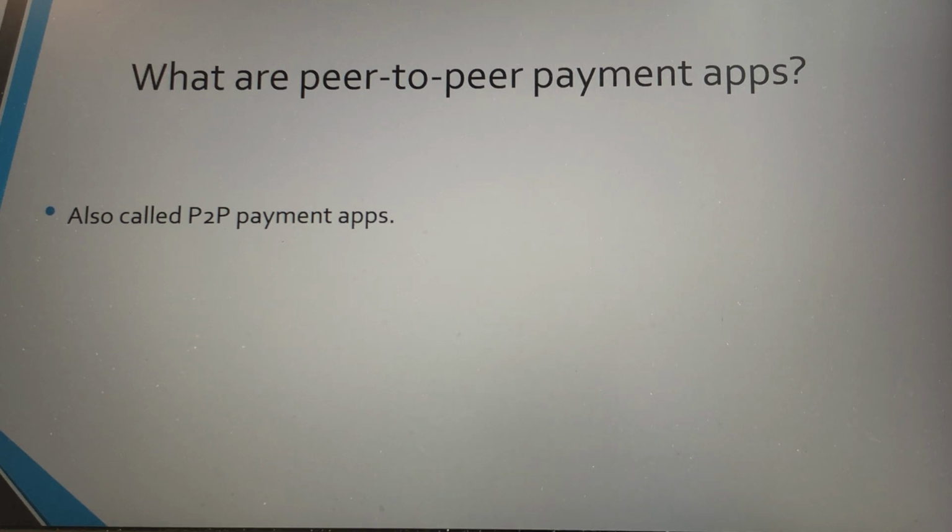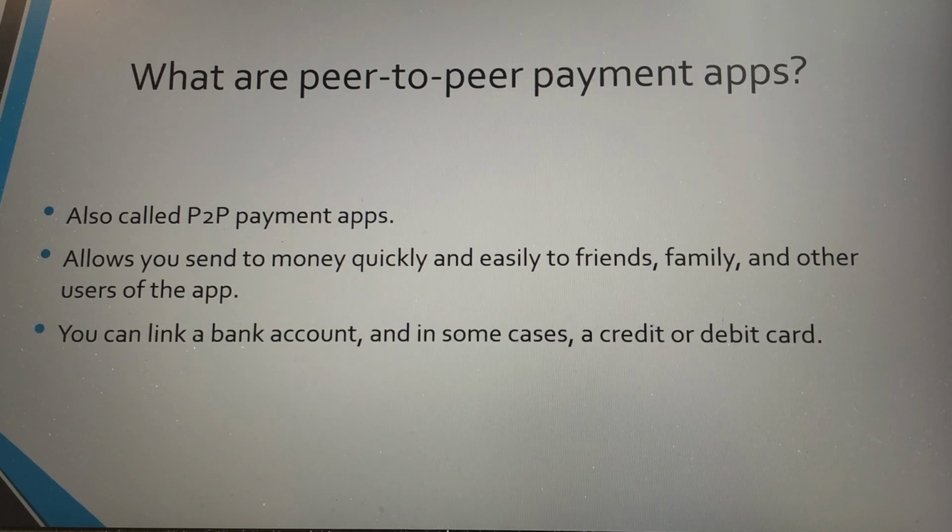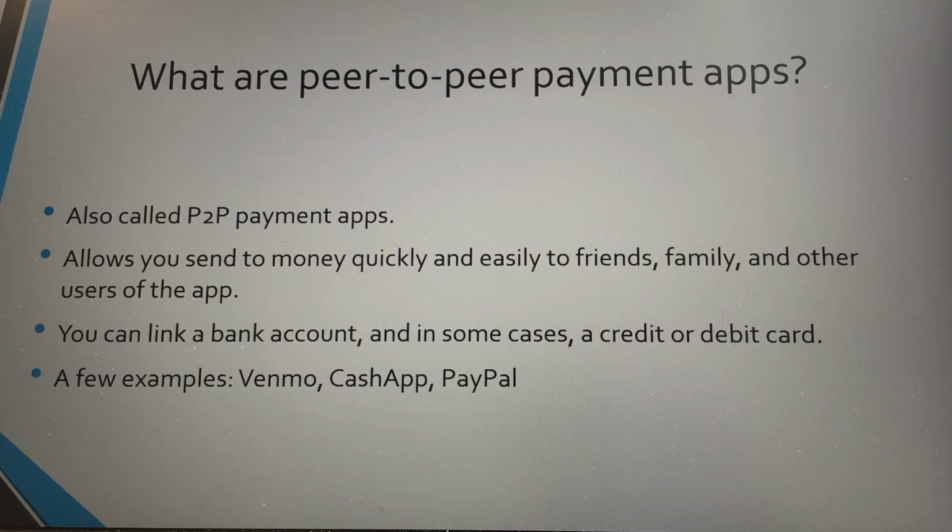They're also called P2P payment apps, person-to-person payment apps, etc. It allows you to send money quickly and easily to friends, family, and other users of the app. Sometimes you can use these with retailers too when you're out shopping. You can link a bank account and in some cases a credit or debit card. A few examples that we're going to go over: Venmo, Cash App, and PayPal, but we're also going to go over a few others in this video as well.